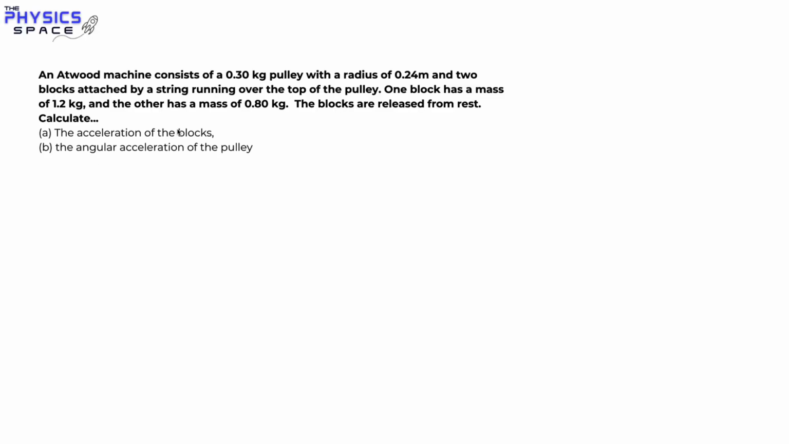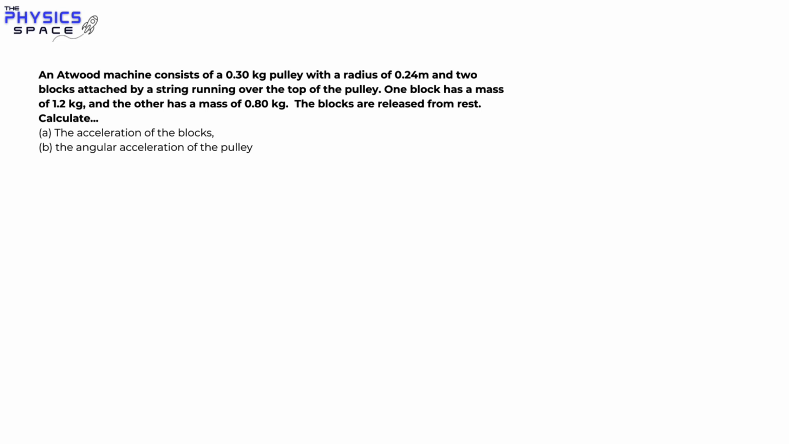So our problem here today, we have an Atwood machine that consists of a 0.3 kilogram pulley with a radius of 0.24 meters. We have two blocks attached by a string. We have the masses of those blocks. We know they're released from rest. We're going to calculate the acceleration of the blocks and the angular acceleration of the pulley.